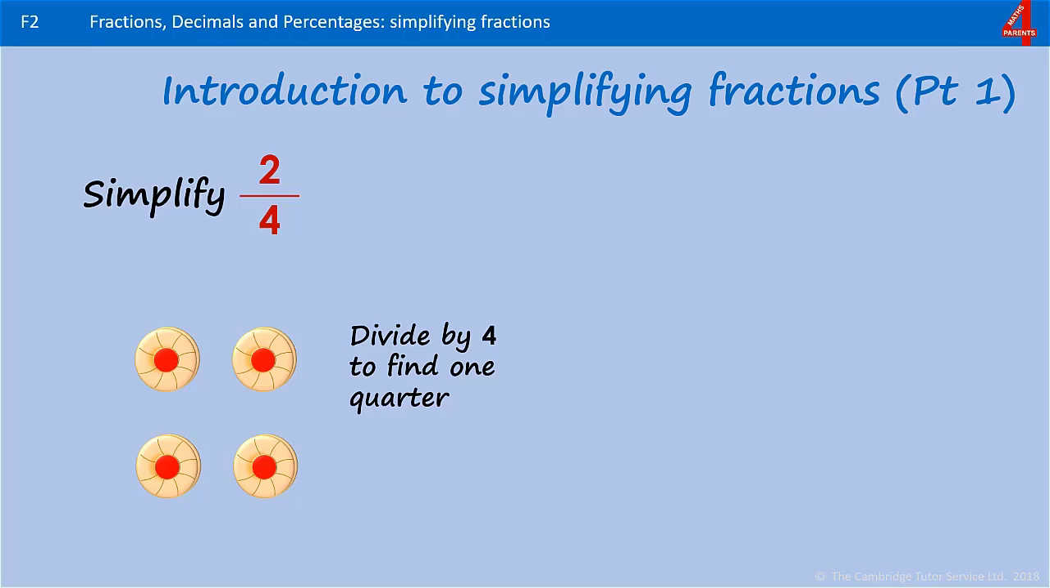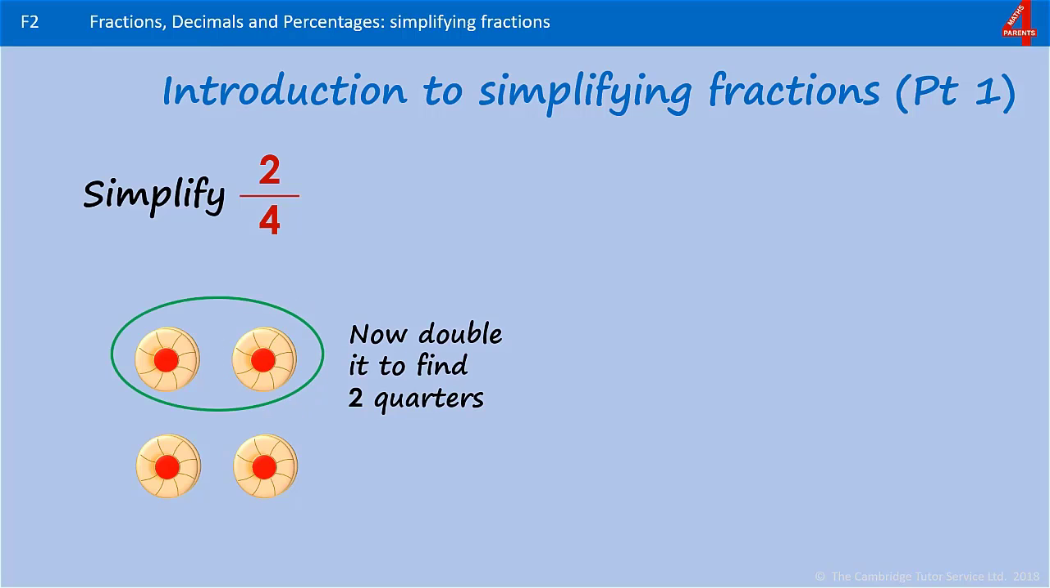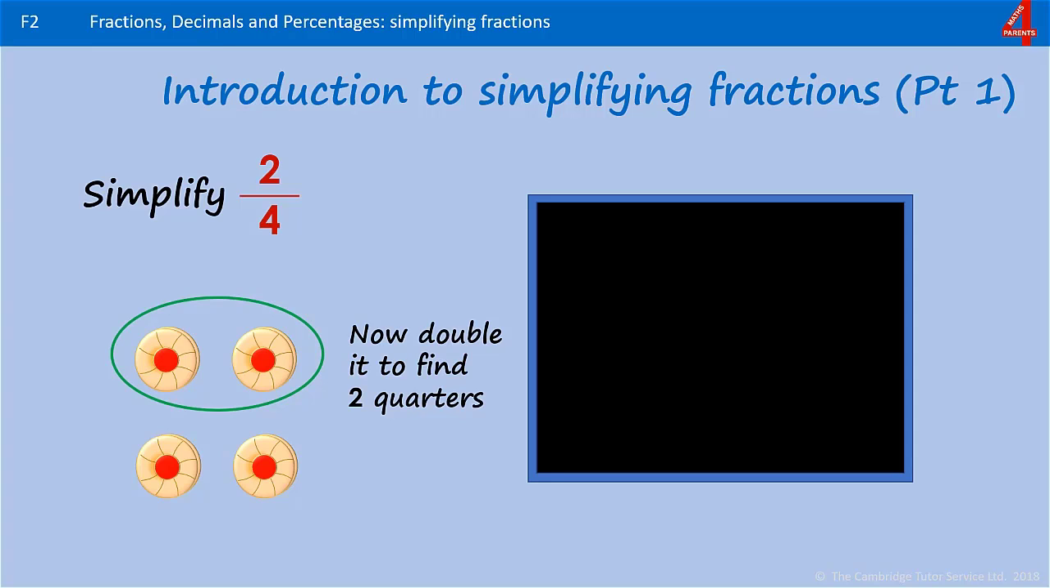If we divide these biscuits by 4, we have 1 biscuit. If we double that 1/4, we have 2/4. You can probably see that that is half the biscuits. But you don't always get these pretty pictures when you're simplifying fractions. So what do you do with the numbers? How do you get from 2/4 to 1/2?